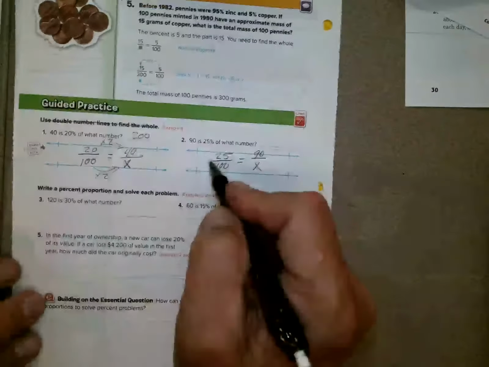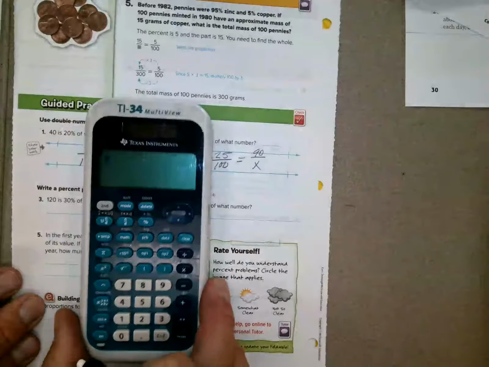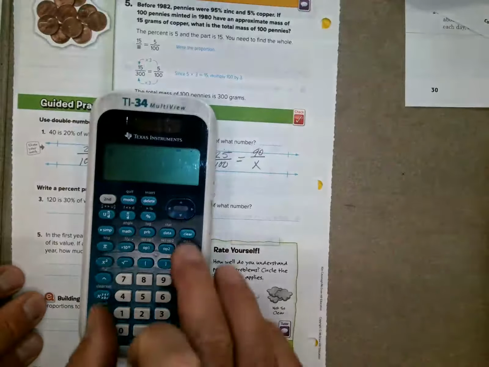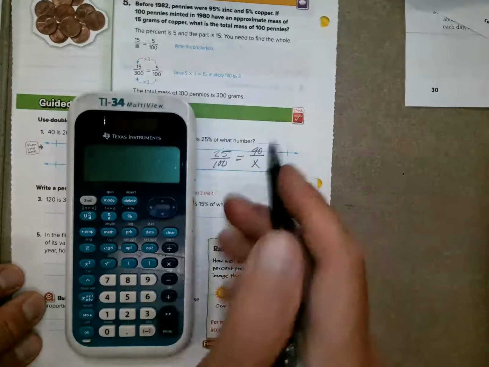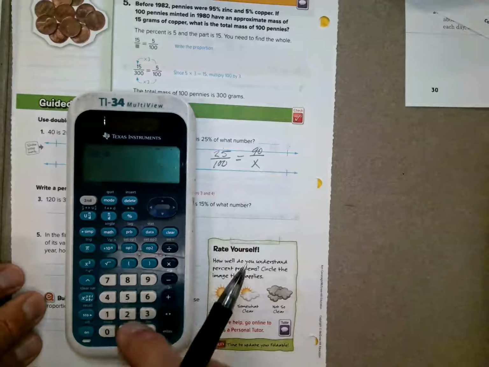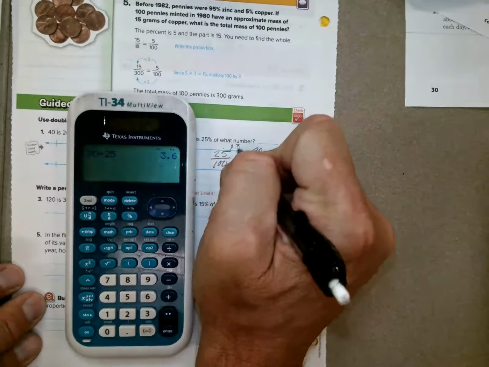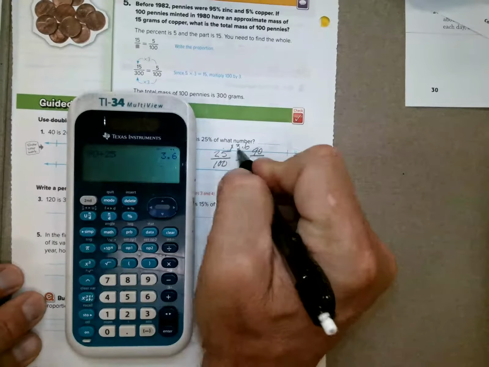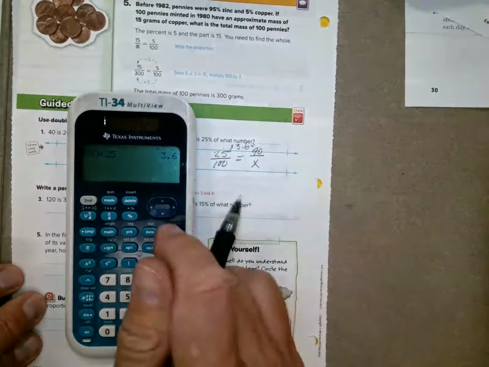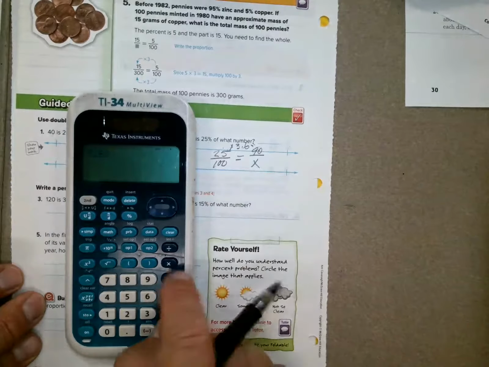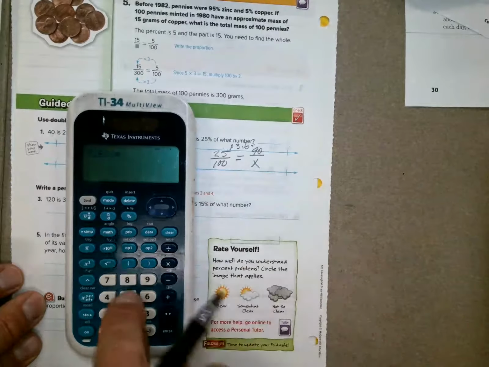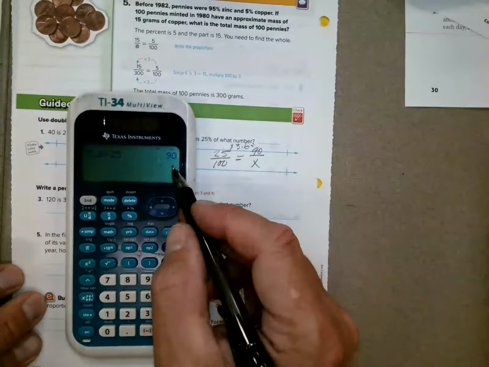Now, I can't see directly how to get there, so I'm going to grab my calculator. Okay, I'm going to turn it on and we're going to go to work. So I'm going to take 90 and I'm going to divide that by 25. And when I do, I get 3.6. So that tells me 25 times 3.6 will give me 90. And let me check that. 3.6 times 25, and I should get 90, and there it is.